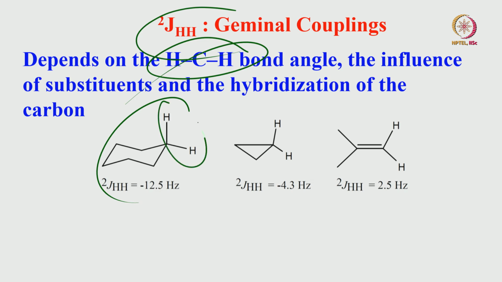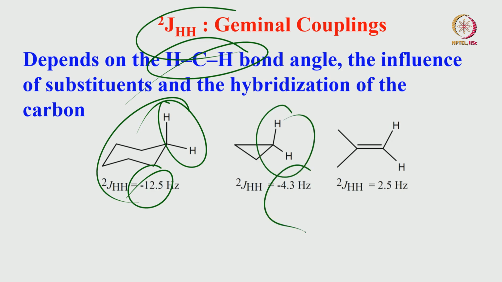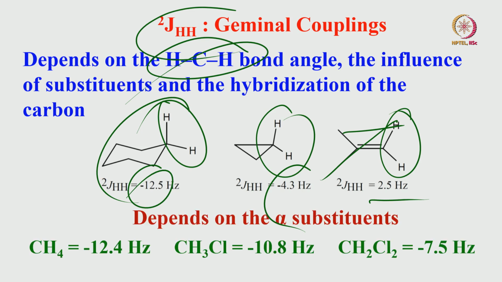For example, in this type of molecule the 2J coupling is 12.5 hertz and also with a negative sign, and in this type of molecule it is 4 hertz, and for this I already showed you in the previous example that geminal coupling is much smaller than cis coupling, and then even that is smaller than the trans coupling. So, this is what I said. And it depends also on the substitution at the position. For example, if you take CH4, it is going to be 12.4 hertz.